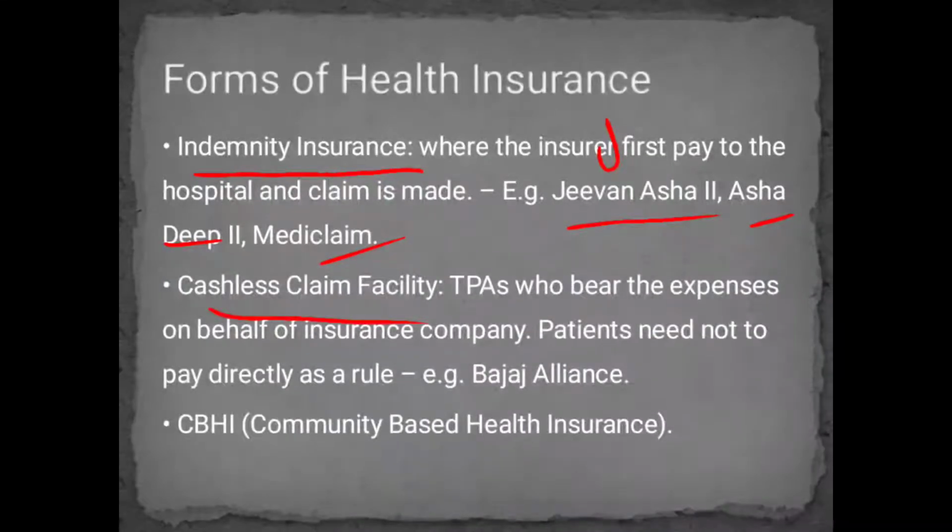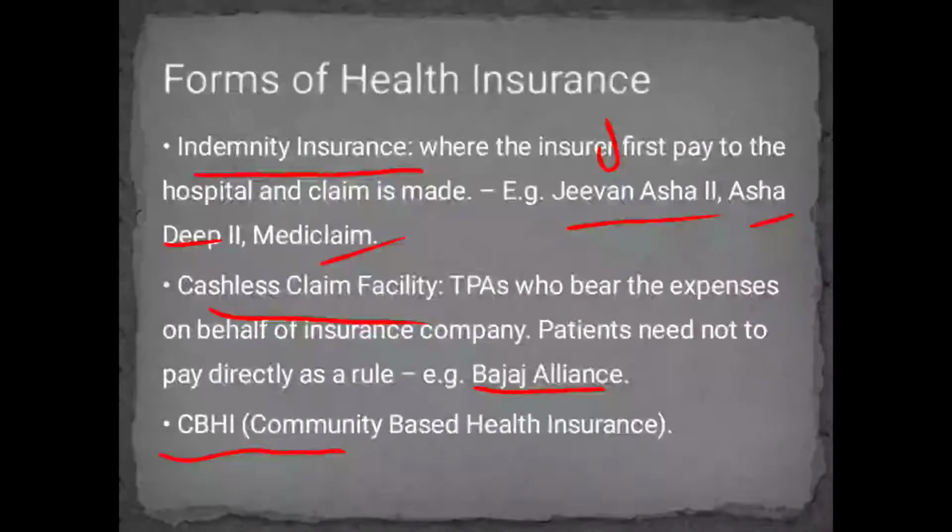Next, the second one is the cashless claim facility. Here TPA means third party administrator. Third party administrators bear the expenses on behalf of the insurance company. So here patients need not pay directly as a rule. An example is Bajaj Allianz, where the insurance company has sub-companies, and they will make the payments directly, and the patients will not pay anything in the hospital. Next is CBHI, community based health insurance. Various types of community based health insurance exist, which we will deal with in the next hour's classes when we speak about the types of health insurance.